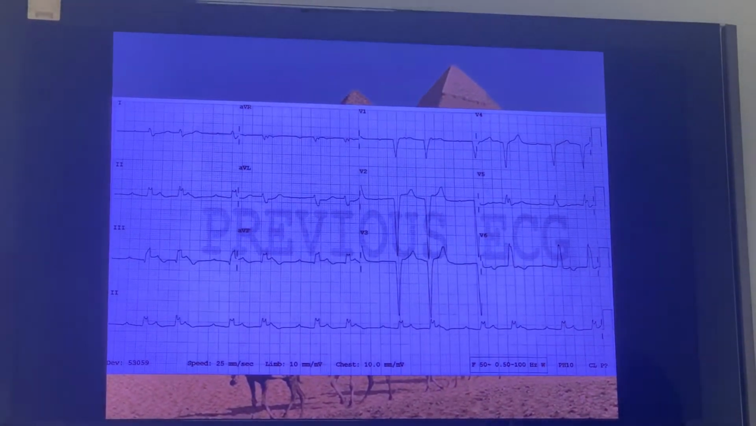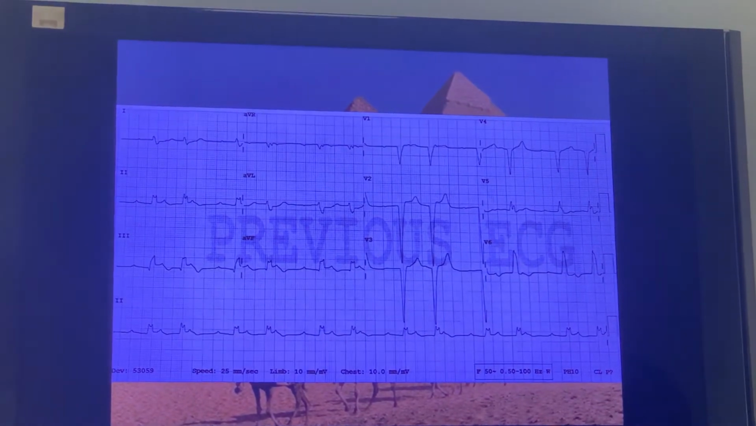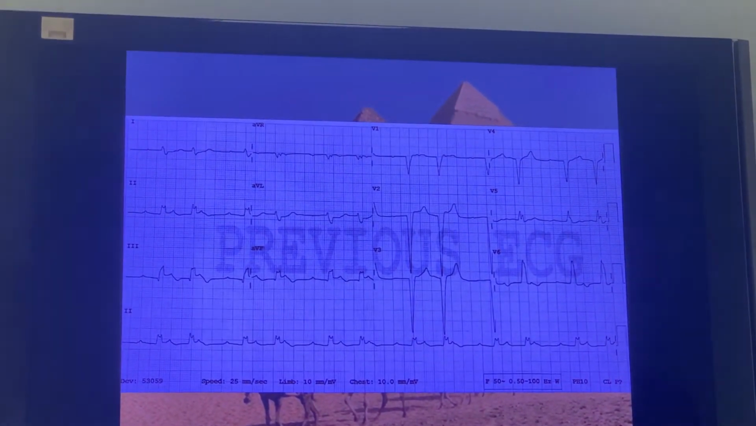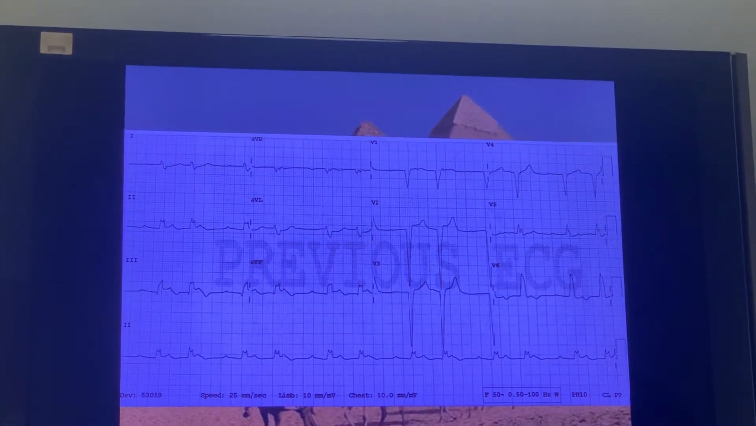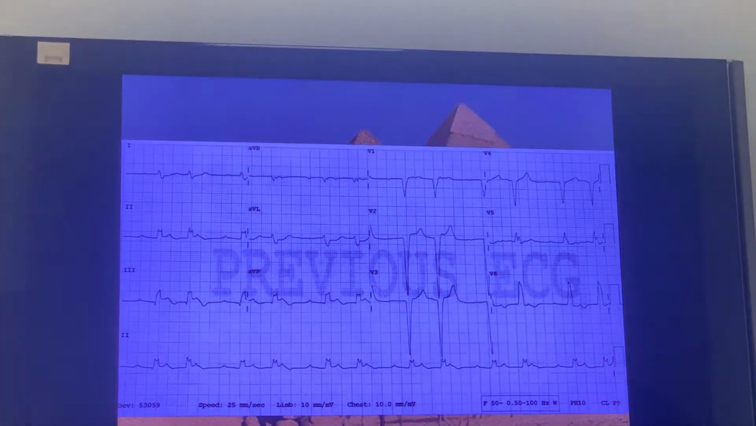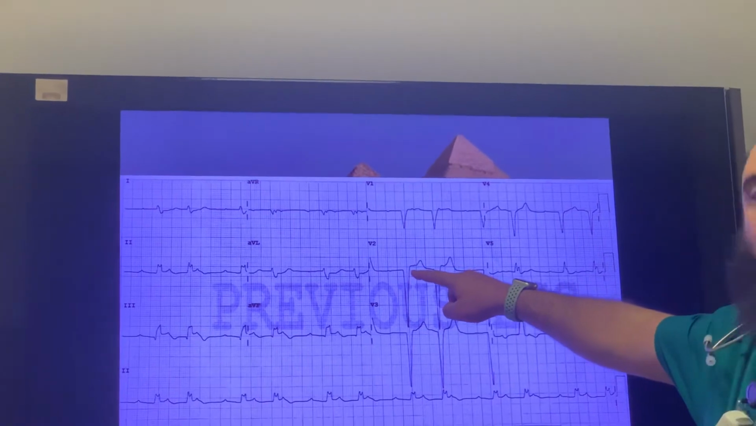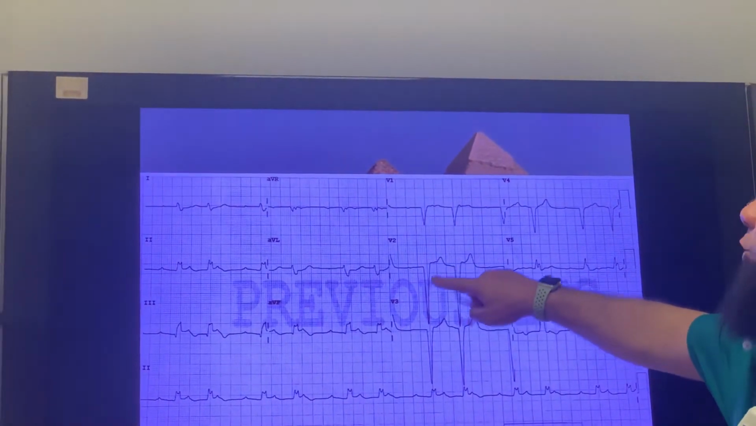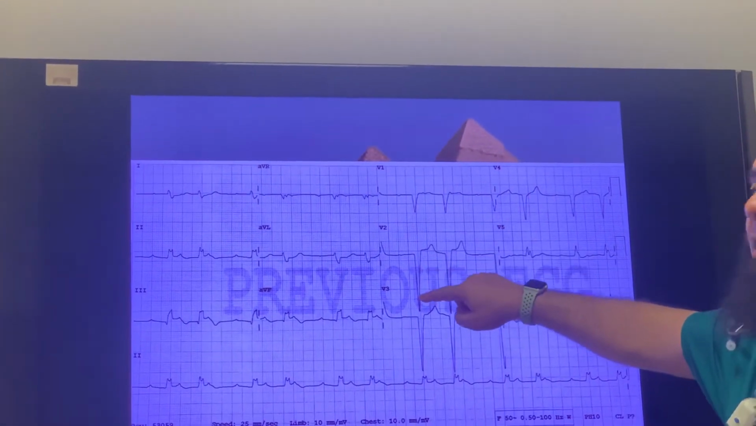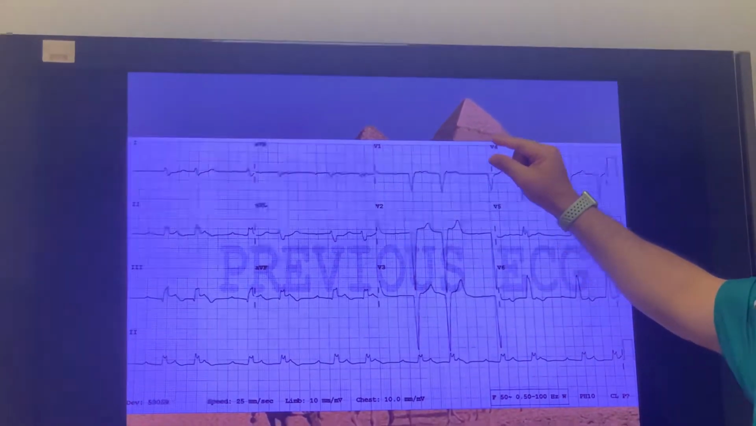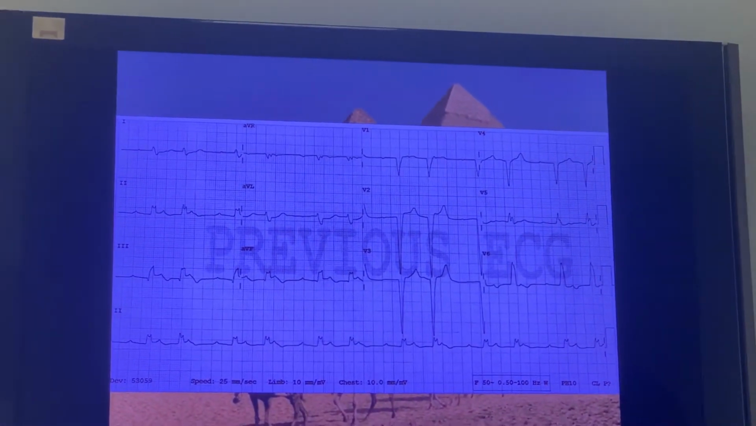So what points can we spot here regarding Sgarbossa criteria? In V2, we see the elevation, but is it more than 5 square? I don't think so. If it is in the opposite direction of the complex, we count how many small squares. If it is more than 5, it is recommended as significant.